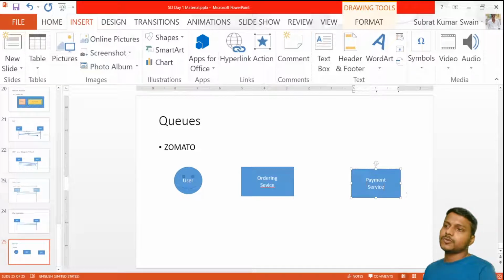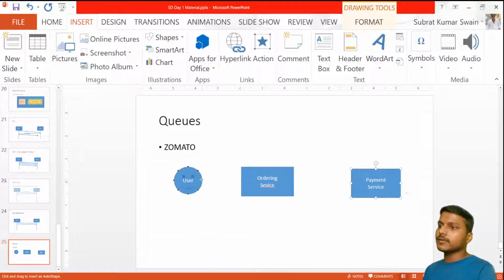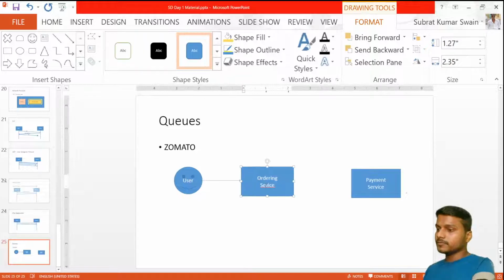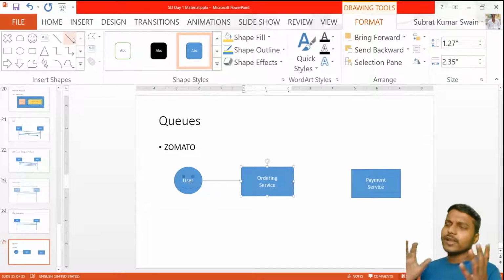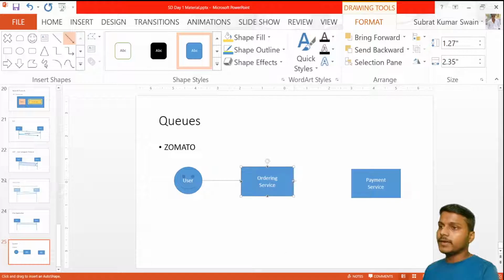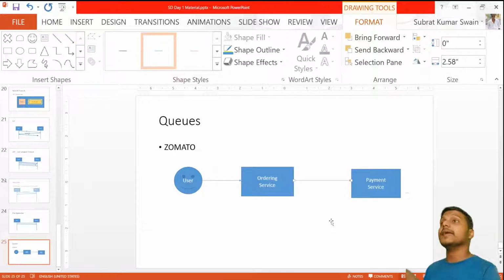So what happens is, when the user puts in a request to order something, I'm ordering biryani, right? I'm ordering biryani on the ordering service of Zomato. While I'm placing the order, they'll calculate the bill and everything. They would also put a request in the payment service that you need to pay this much amount. That would be handled by the payment service.